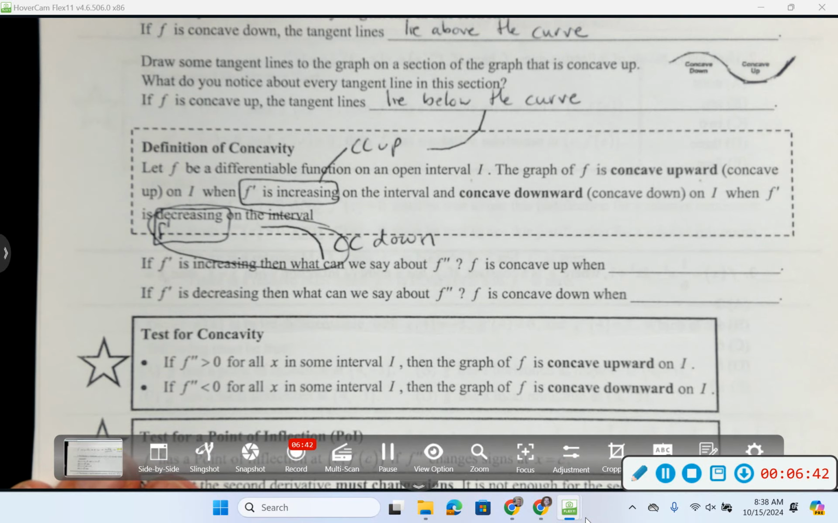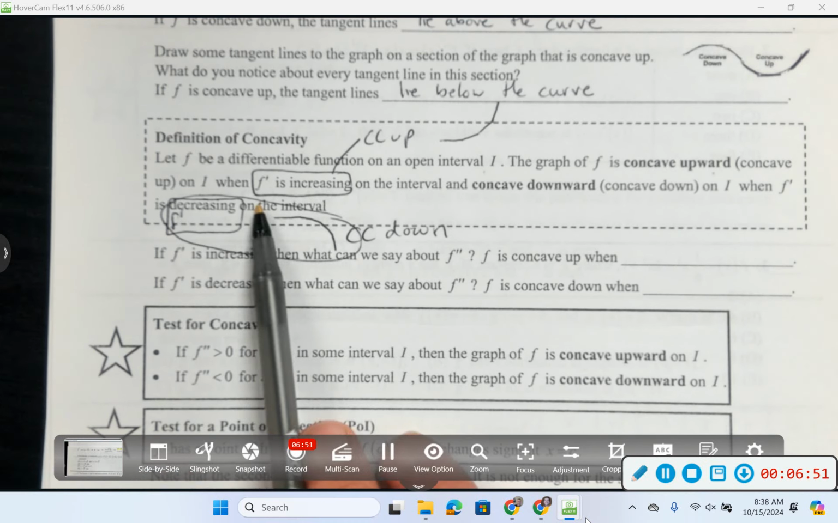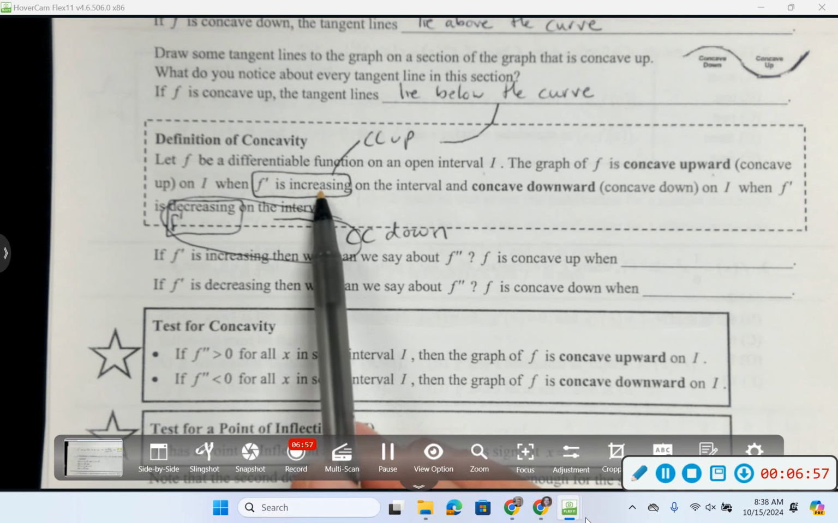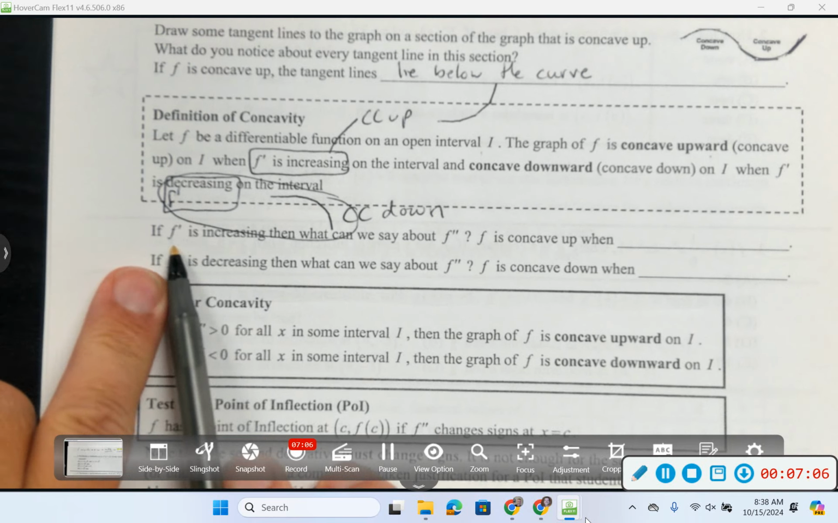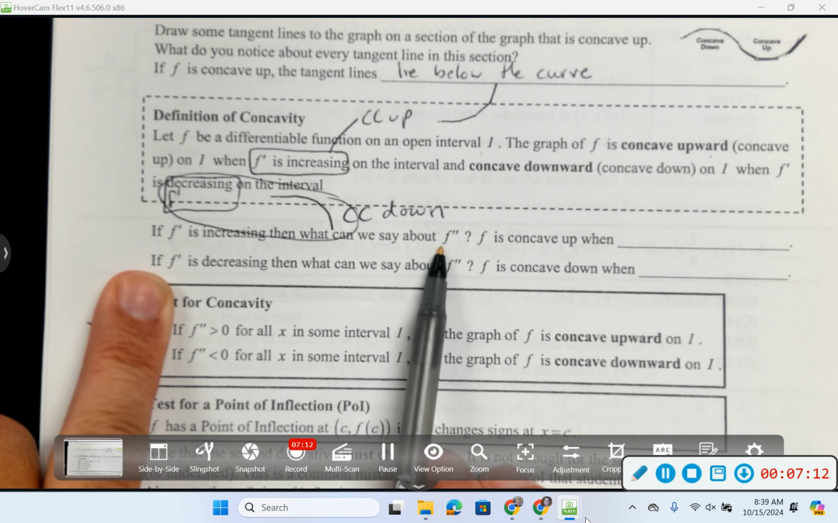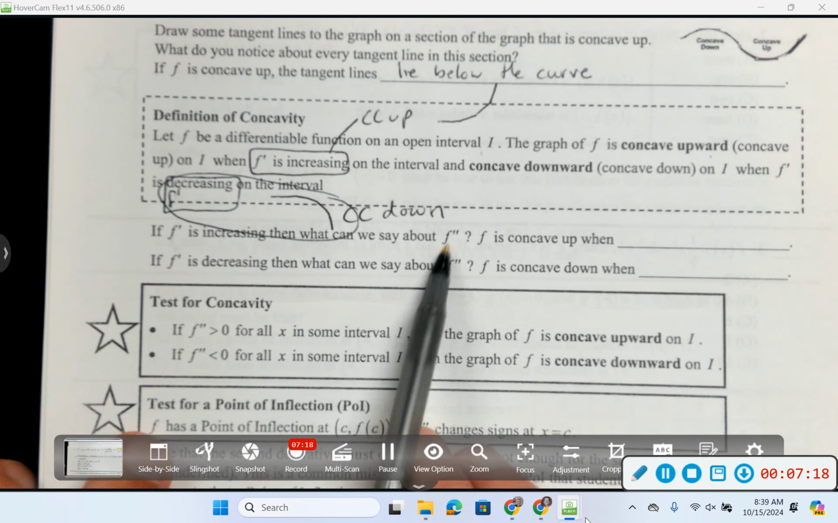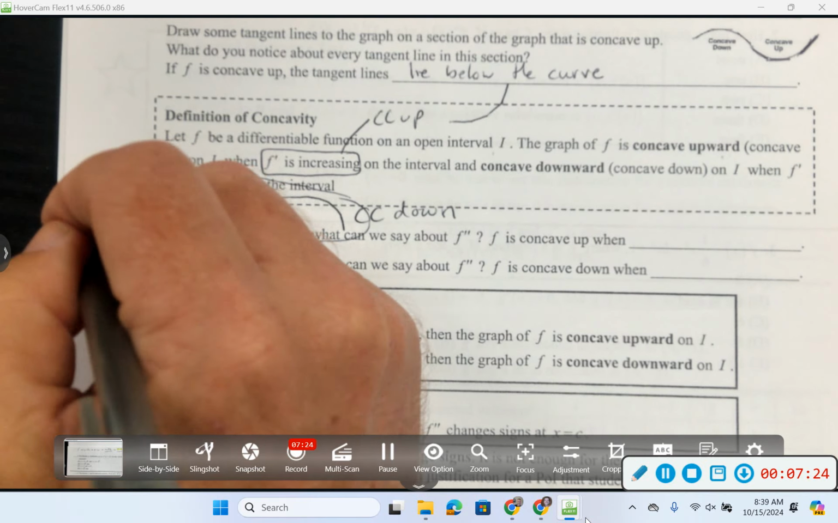So now we have to be careful, because if f prime is positive, that means the function is increasing. If f prime is increasing, that means the function is concave up. So we have to be super careful about f prime being positive versus negative, or increasing versus decreasing. If f prime is increasing, what can we say about f double prime? We would say f double prime, let's see, if f prime is increasing, f double prime is the slope of f prime, if you think of it this way.